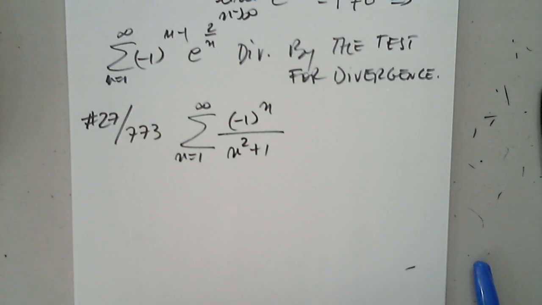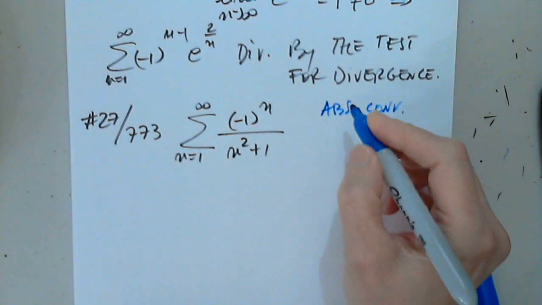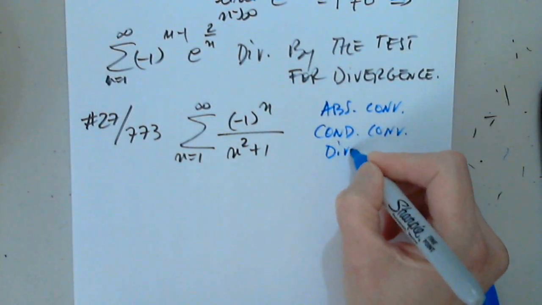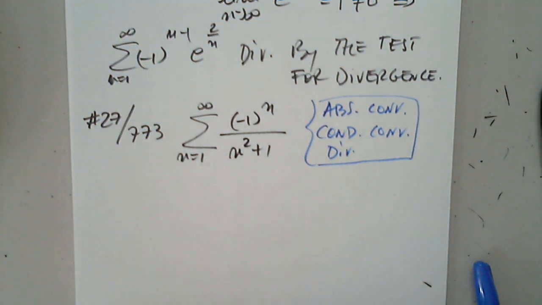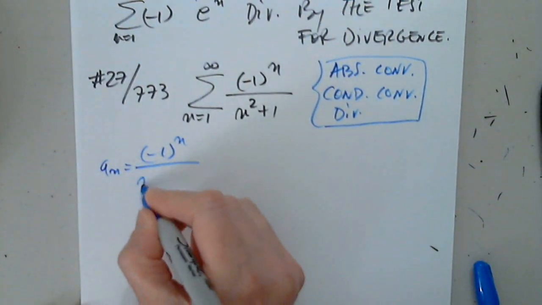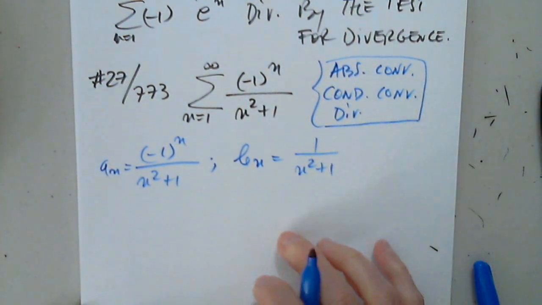And this time, the question on 27 is asking us to determine whether the series is absolutely convergent, conditionally convergent, or divergent. So this is the question at this point. Good. So again, to make sure, a sub n is negative 1 to the n over n squared plus 1, but b sub n is only 1 over n squared plus 1.